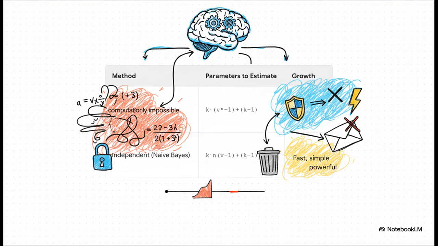Okay, just look at these two formulas for a second. See the top one, the perfect method? It has n, that's the number of words, up in the exponent. That is our exponential explosion. But now look at the bottom one for naive Bayes. n is just a simple multiplier. That's linear growth. It's the difference between a rocket launch and a steady walk.